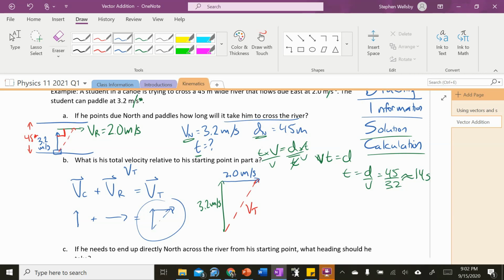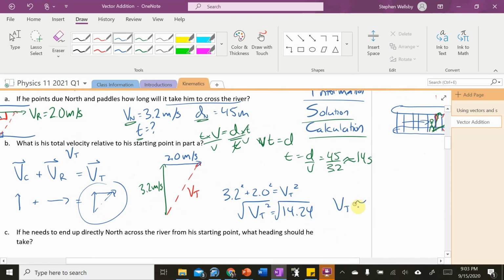Okay, hopefully you have finished already after you've paused it. So the first thing we're going to do is a little Pythagorean theorem. In this case, we have 3.2 squared plus 2.0 squared equals the total velocity squared. If we calculate that, 3.2 squared is 10.24. We're going to add 2 squared, which is 4. So VT squared equals 14.24. So VT is going to be equal to the square root of that. And so VT is approximately 3.8 meters per second.